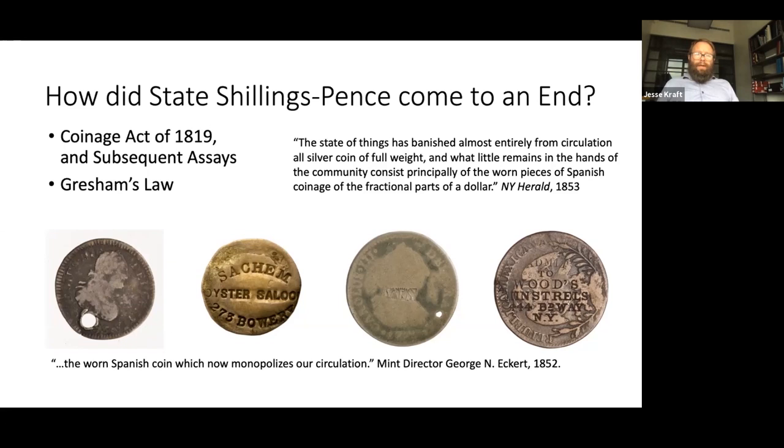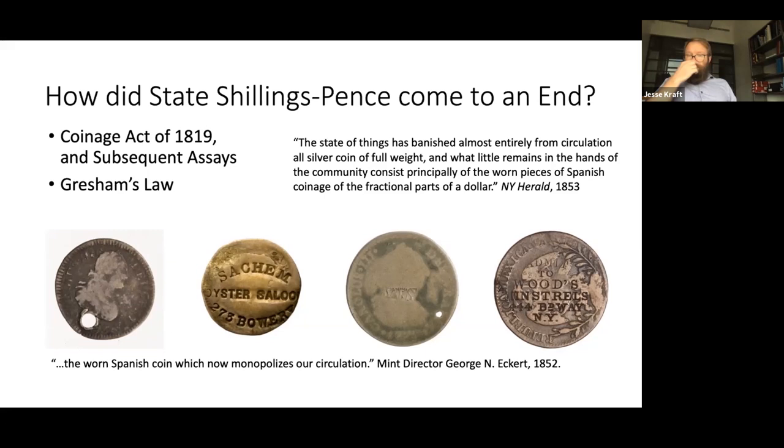After the Coinage Act of 1819, these coins continued to circulate and continued to wear down more and more. So by the 1830s, a lot of the coins in day-to-day commerce were simply extremely worn and damaged Spanish American silver.